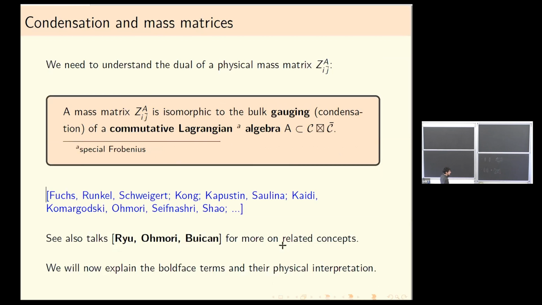Okay. So I have to explain what is a mass matrix. This is the short version, and then I'm going to explain what the words mean. This is understood in mathematics. As this square says, it's isomorphic too. So you have to explain how you do the condensation.